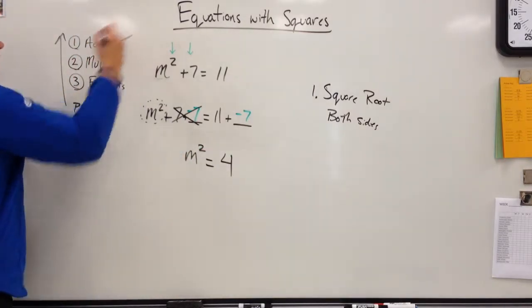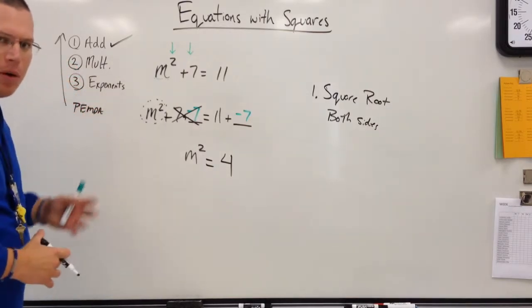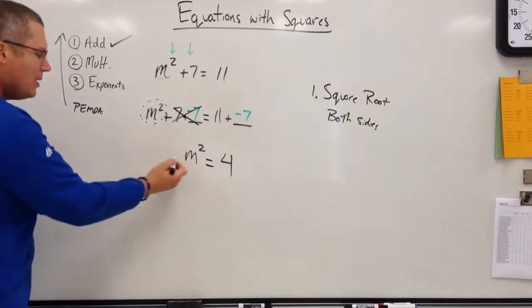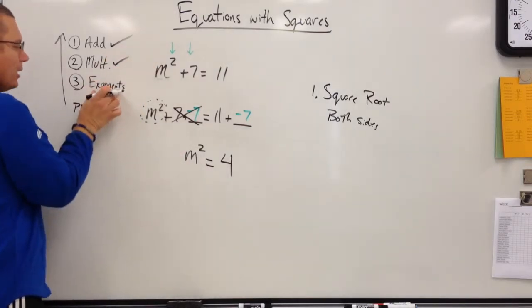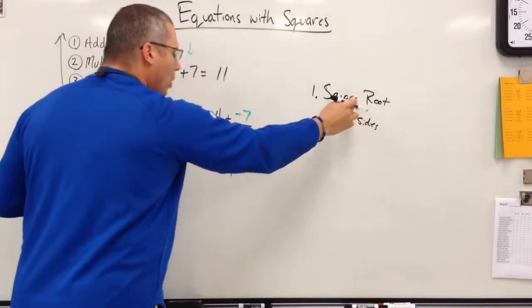Step 1 is done. Do I have any multiply? Some may say, yeah, you have multiply. That's what exponents does. But in this case, I don't have a multiplied number to get rid of. Exponents. I do have exponents. How do I get rid of exponents? Square root both sides.